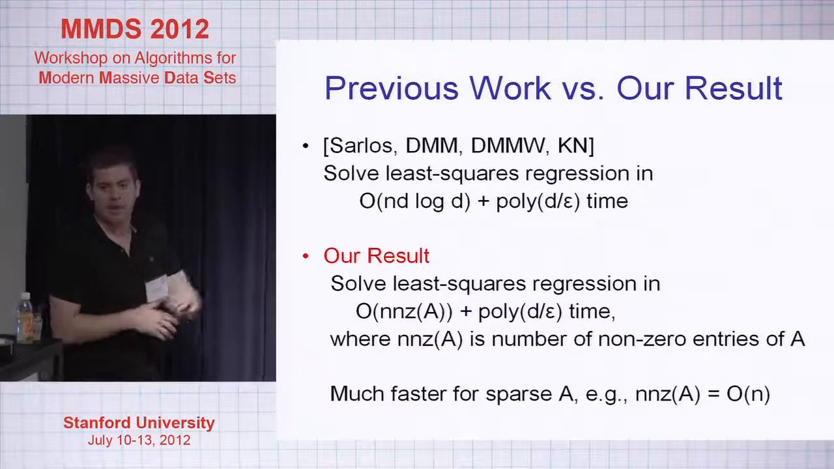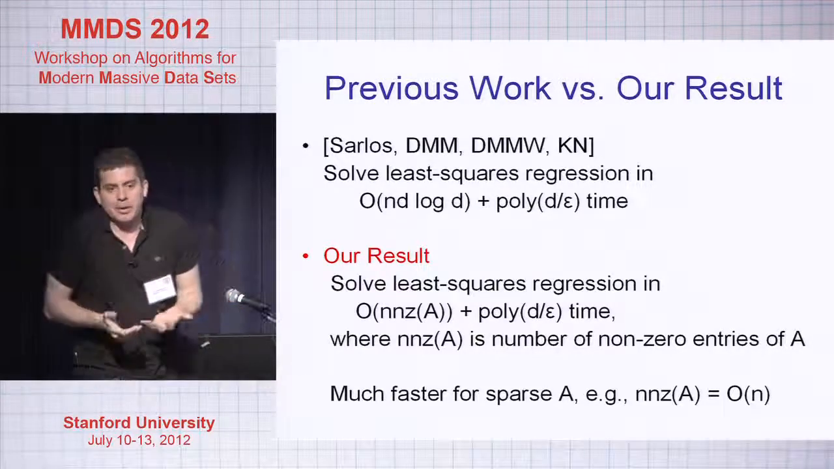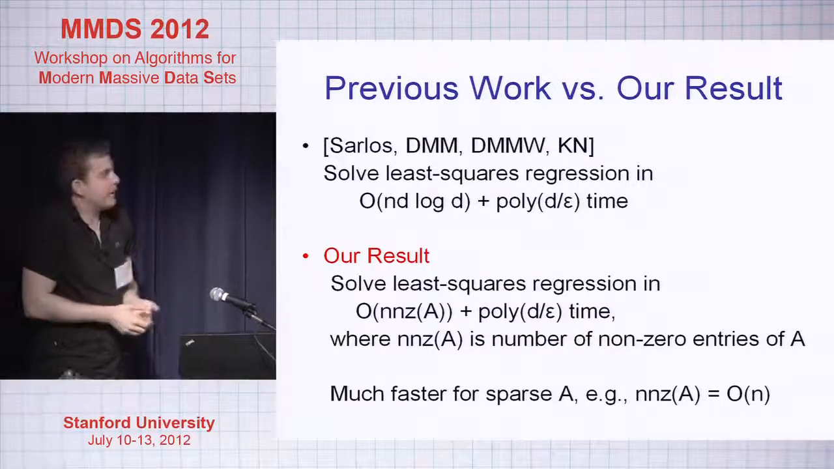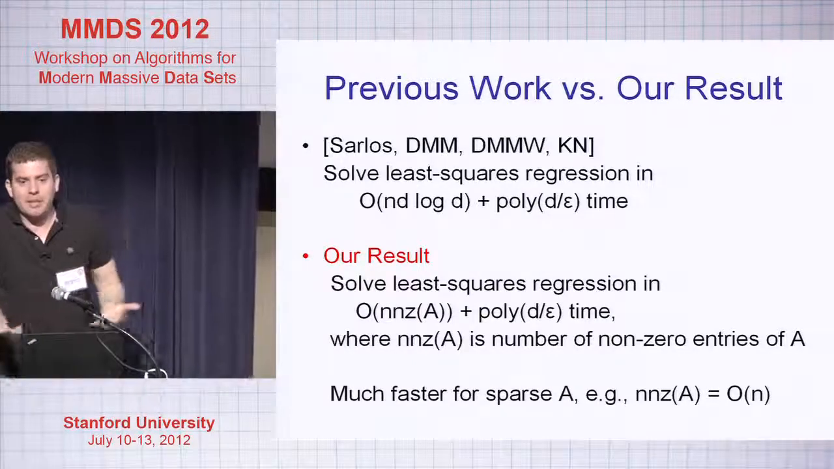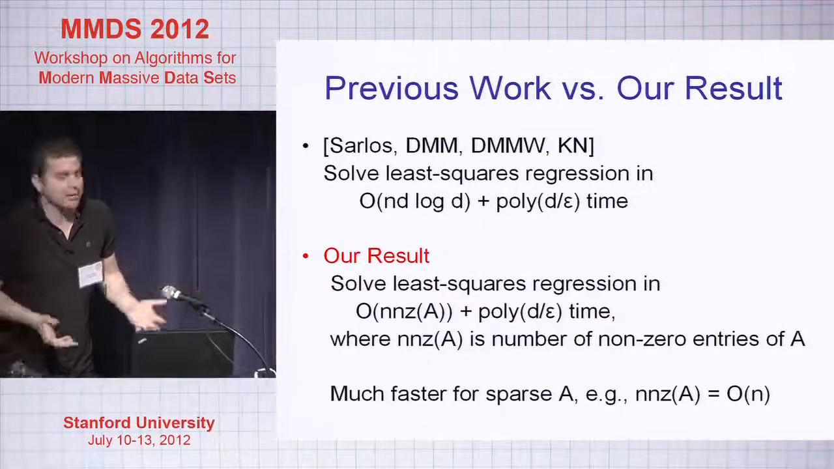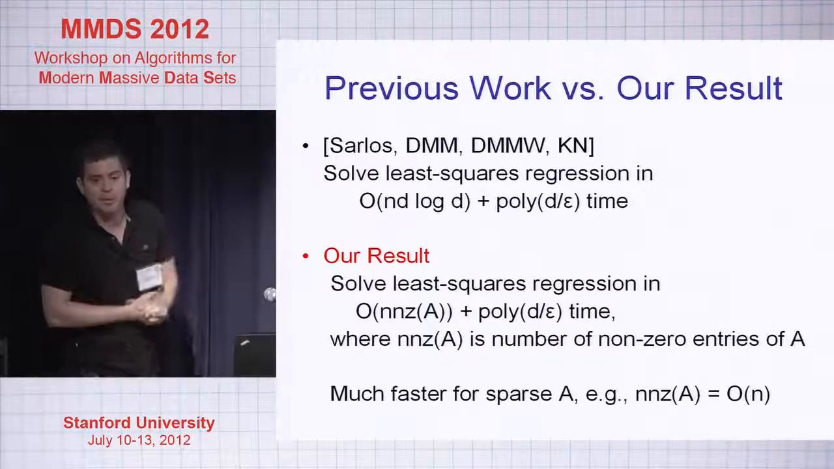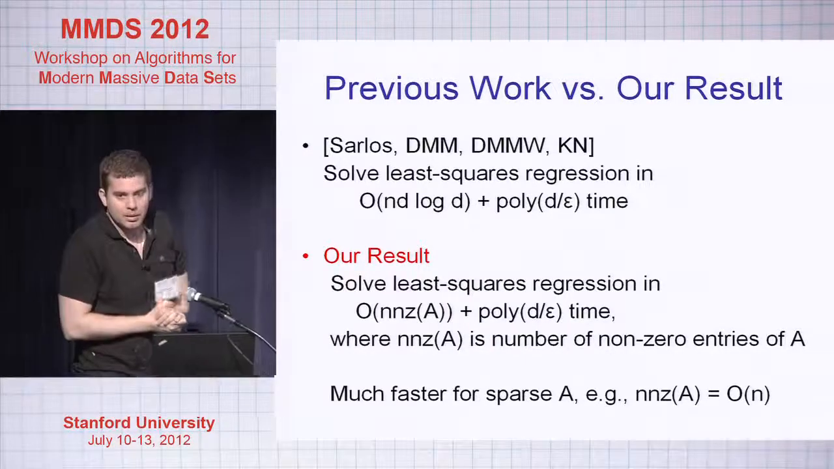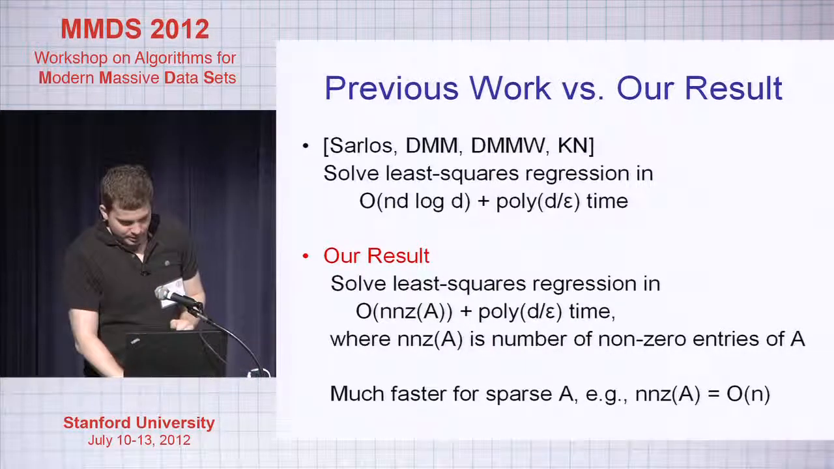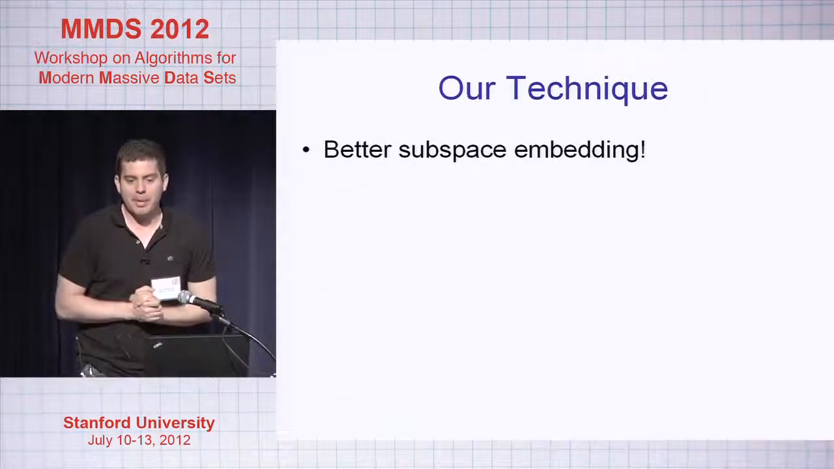So why is this useful? A is an n by d matrix, and A might be much sparser than nd. In particular, in many practical applications, A might only have order n non-zero entries. So this is order n plus poly d over epsilon instead of nd plus poly d over epsilon. So that's our result, and let me describe how we get it.